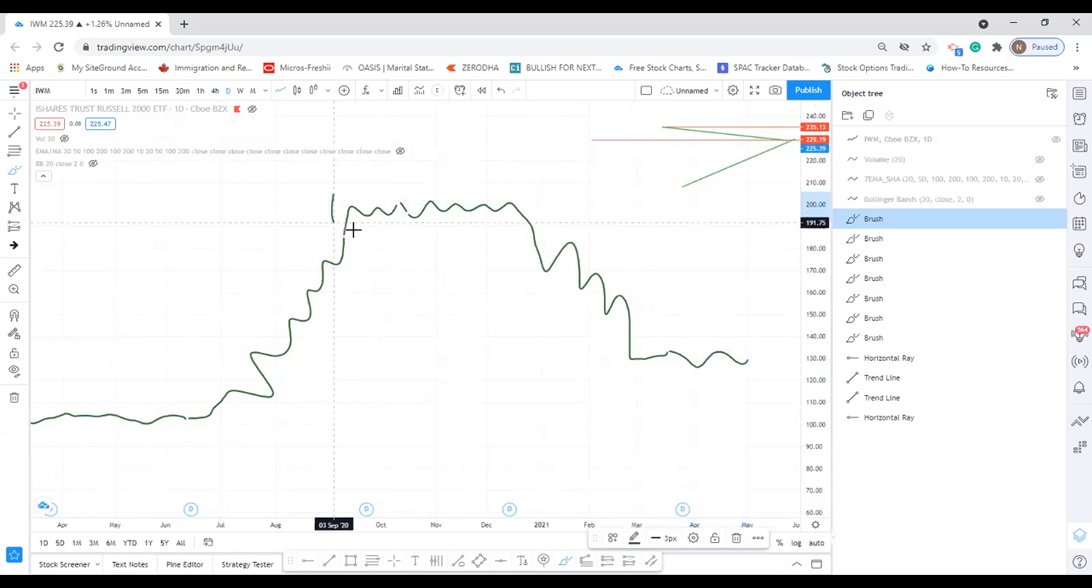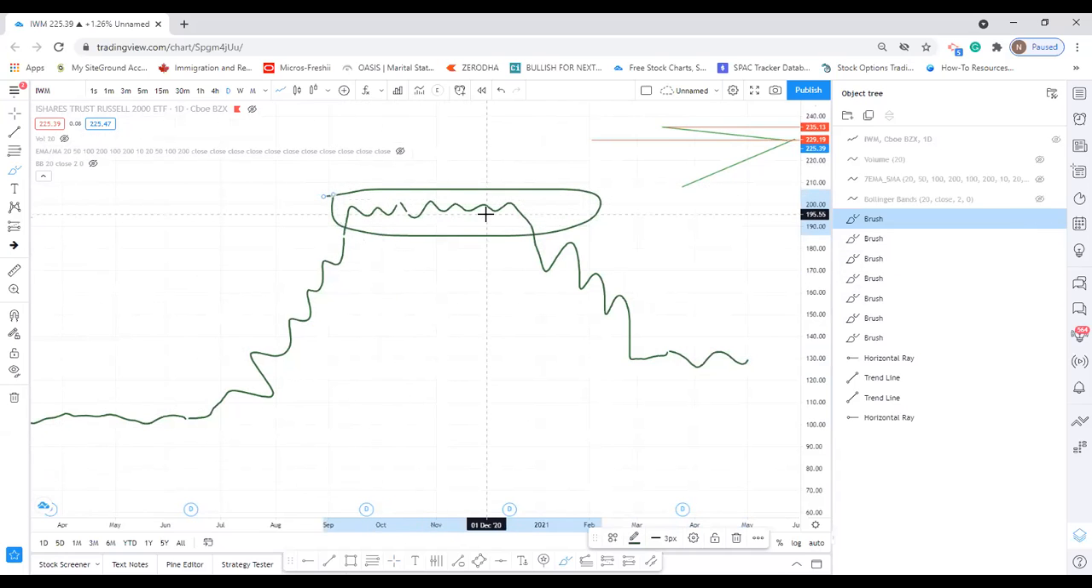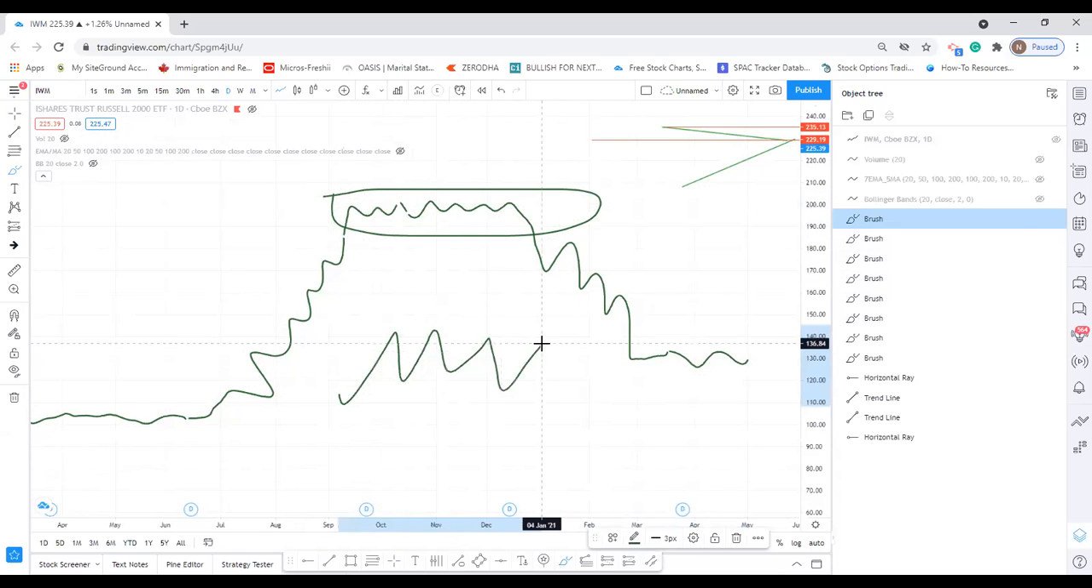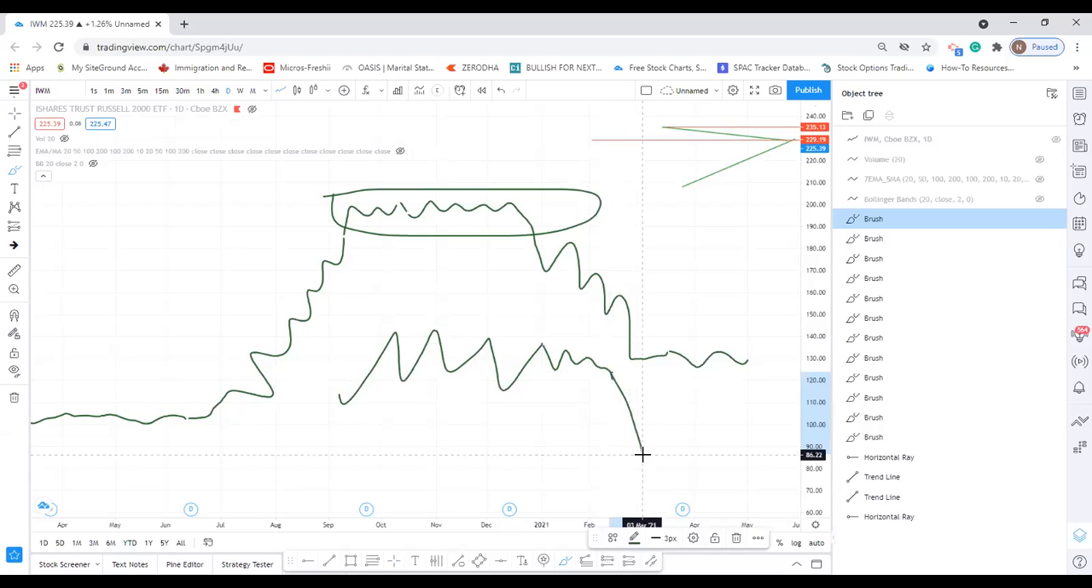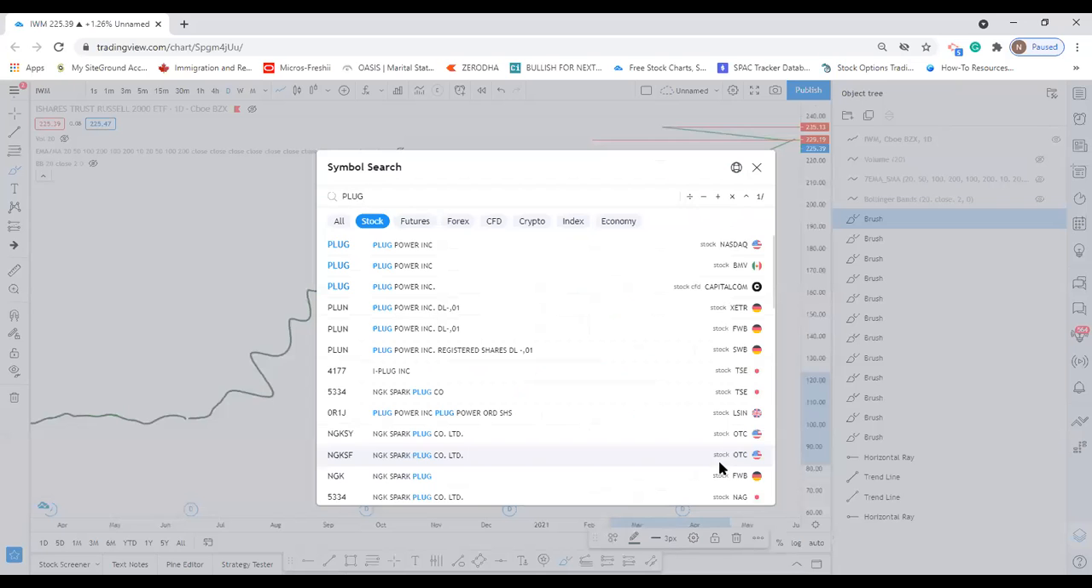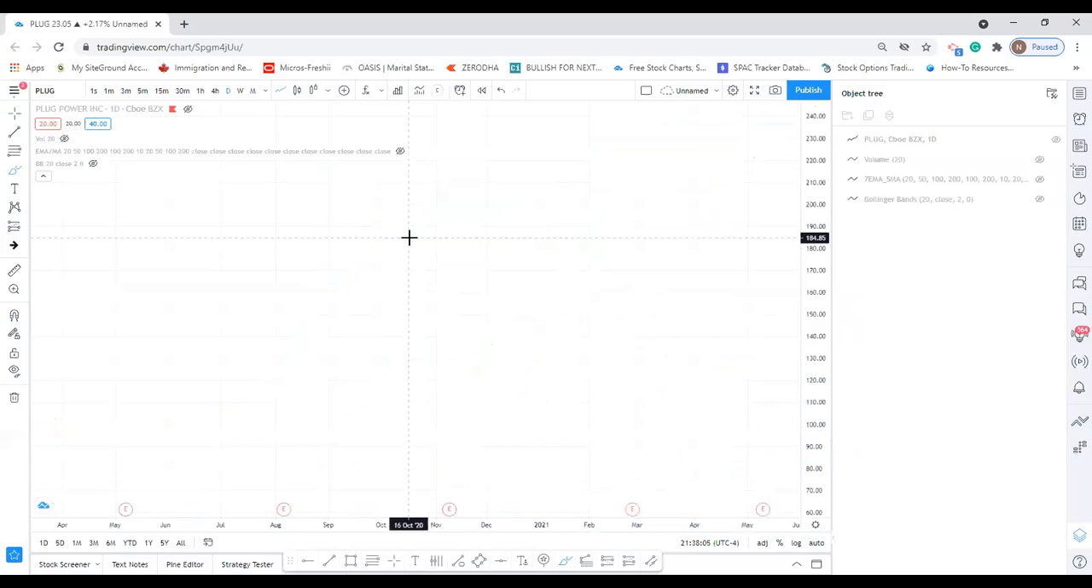A distribution phase is where big money is offloading their positions and the retailers are attracted, so they're gonna buy, because on the smaller time frame it will look like this, right? The price is going up, but actually it is consolidating, and I will show you with an example. Once the consolidation phase is done, the price is gonna go down, making lower highs and lower lows. The particular stocks I would like to show are Plug and Neo too.